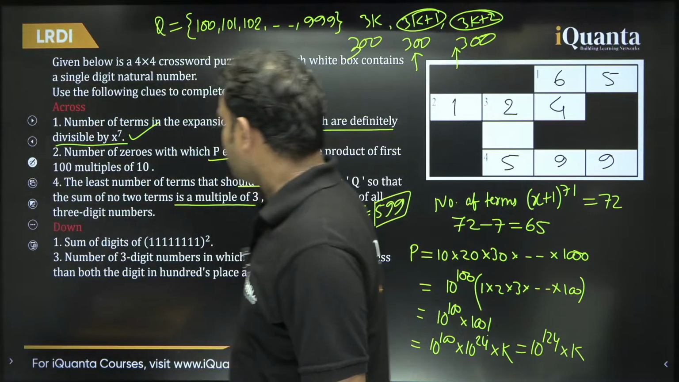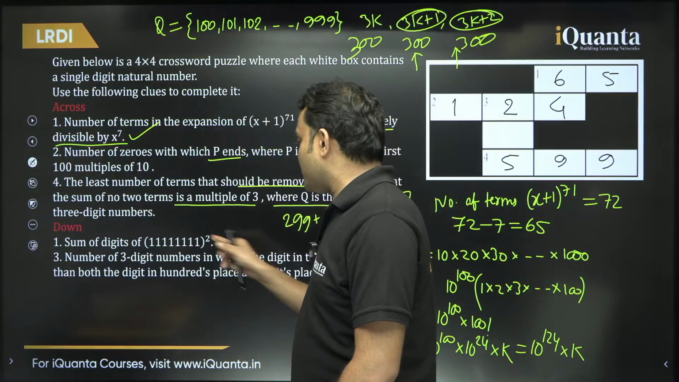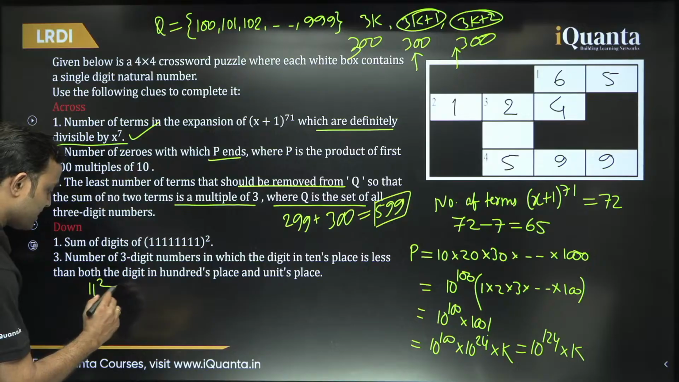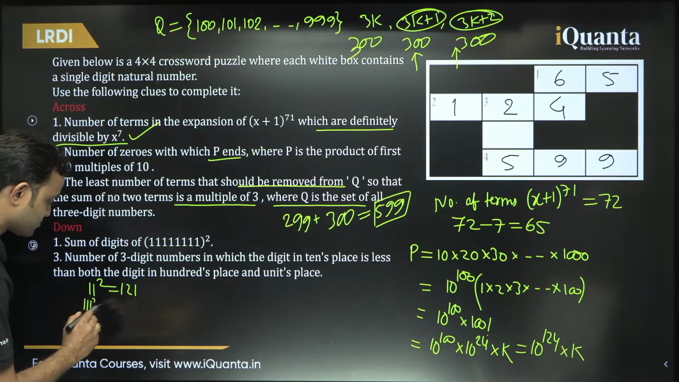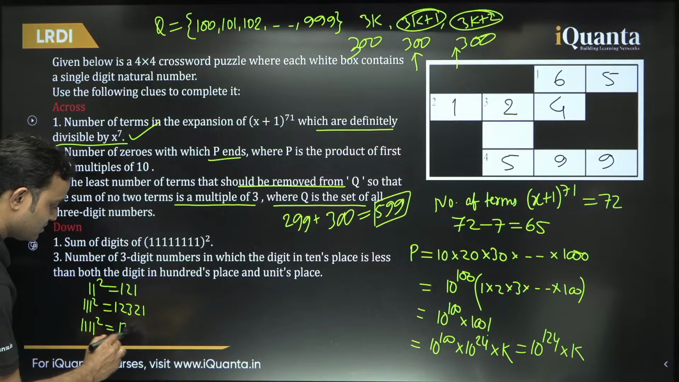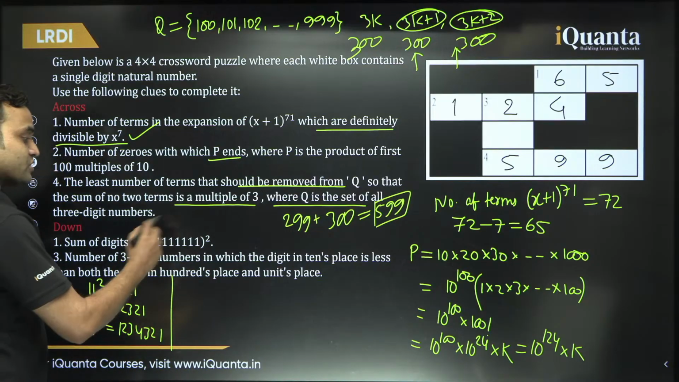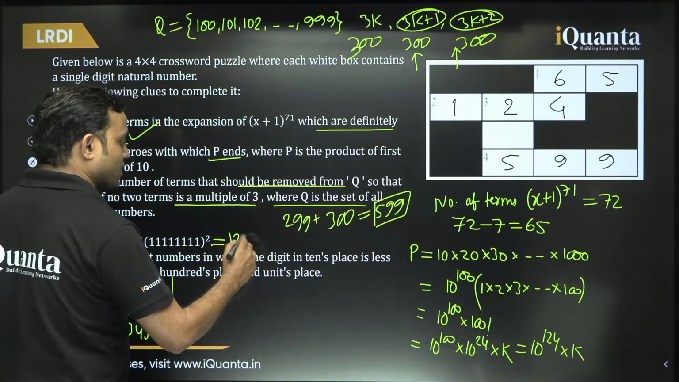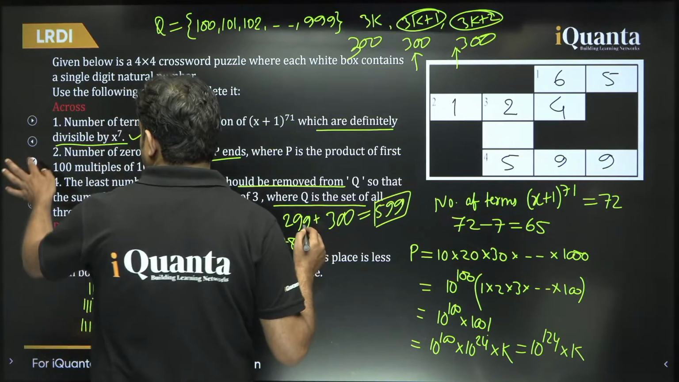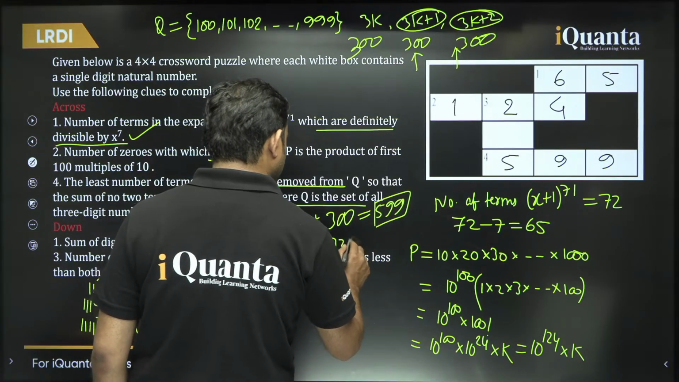Now, let us come to this one. In the case of the sum of digits of this number, I am sure all of you are aware of this type of pattern, right? What is 11 square? 121. What is 111 square? 12321. What is 1111 square? 1234321, right? Similarly, if you take the square of this number, this will be 12345678(7) 87654321.